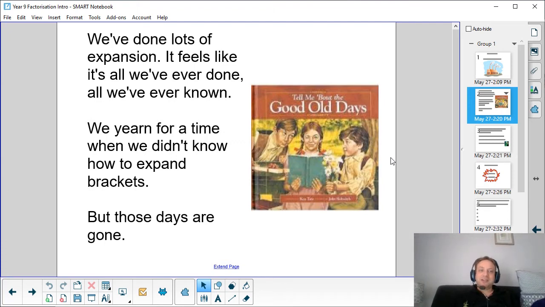And it would be nice to go back to simpler times when we weren't locked up at home. We didn't know how to expand brackets. You know, those days are long gone, right? The age of innocence is dead. We know how to do that now.